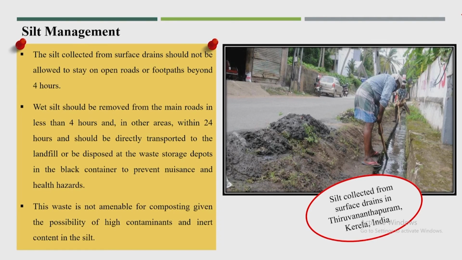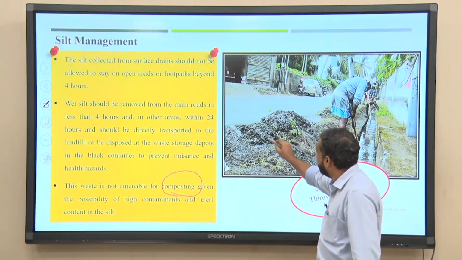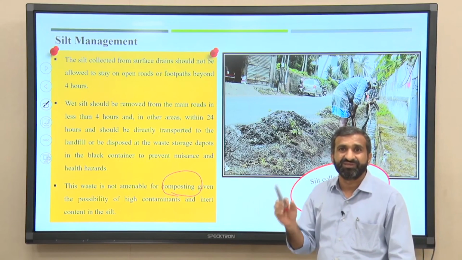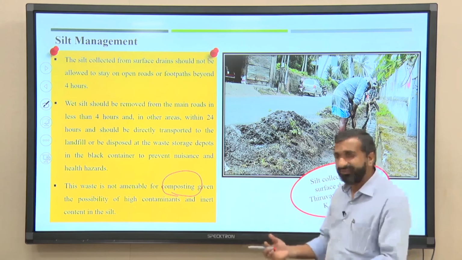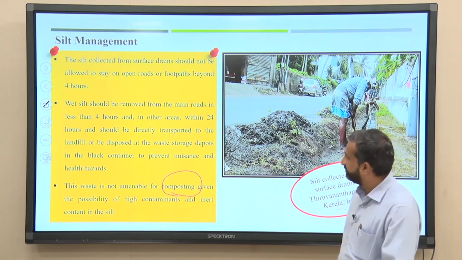Wet silt should be removed from the main road in less than 4 hours, and from other areas within 24 hours, and should be directly transported to the landfill or proper disposal facility. And this waste should not be used in or mixed into the composting process. This is a very important guideline, because many times this material looks black and is made of fine particles, which can easily mix into the compost, but it is not supposed to be mixed into the compost.